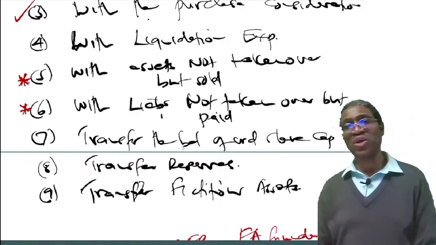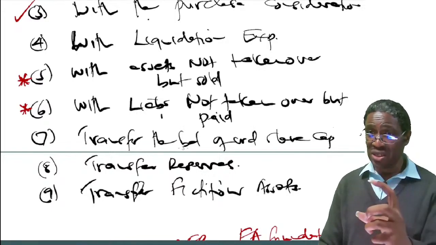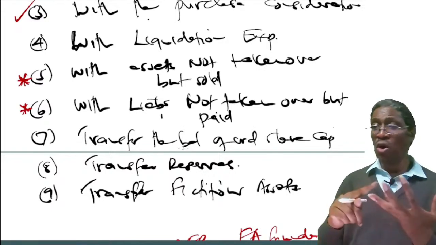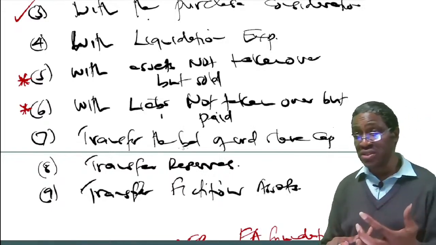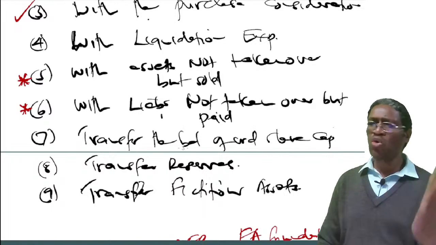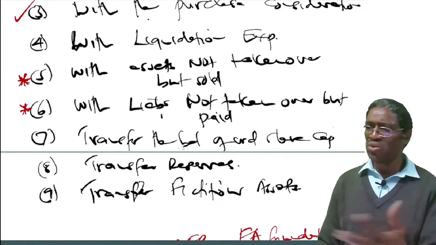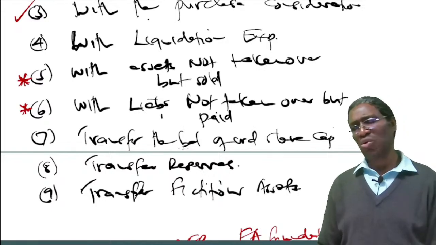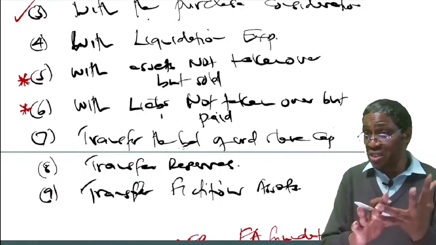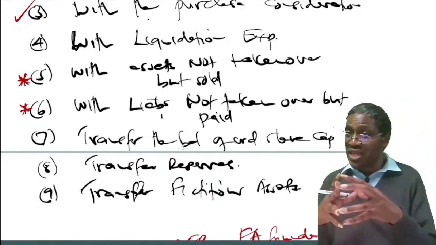Rarely will you get a question which has the entries number 5 and 6, whereby assets were not taken over but they were sold, or liabilities were not taken over but they were paid. In most questions you are told the company B took over the assets, all of them from A. Then you are told the liabilities were all taken over. But I've just given the entry number 5 and 6 just in case. But I've said they are rare.